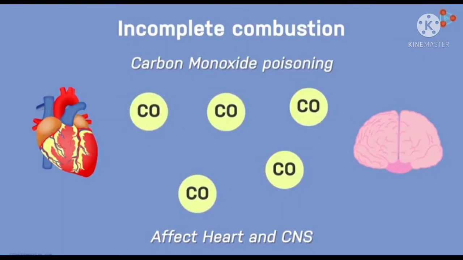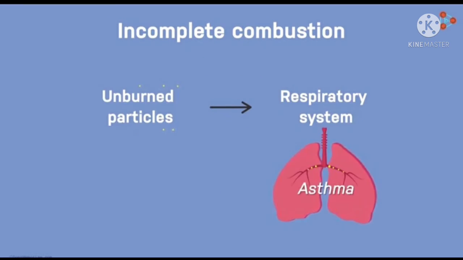Now, let us find out the substances or the pollutants which are present in the polluted air. First pollutant is carbon monoxide. Carbon monoxide is produced from incomplete burning of fuels such as petrol and diesel. It is a poisonous gas. It reduces the oxygen carrying capacity of the blood.